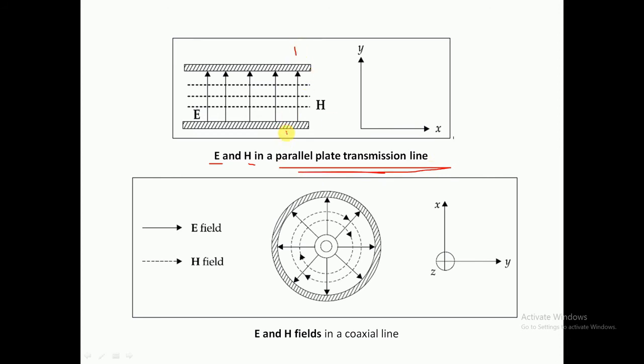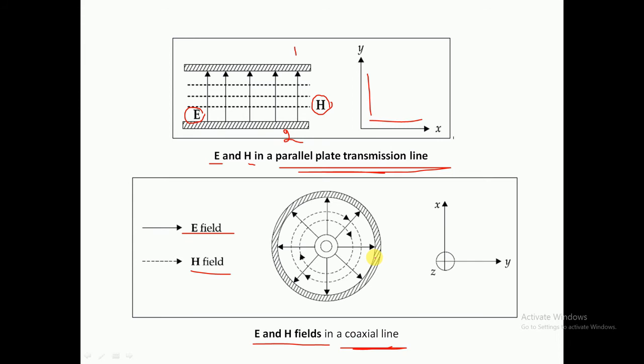As an example we are taking one transmission line, and you can see in this figure the electric and magnetic field in a parallel plate transmission line. Next, in the second figure, we can see the electric and magnetic field in a coaxial line. This is the example I have taken to understand how the electric and magnetic field will be in the case of transmission lines, right?